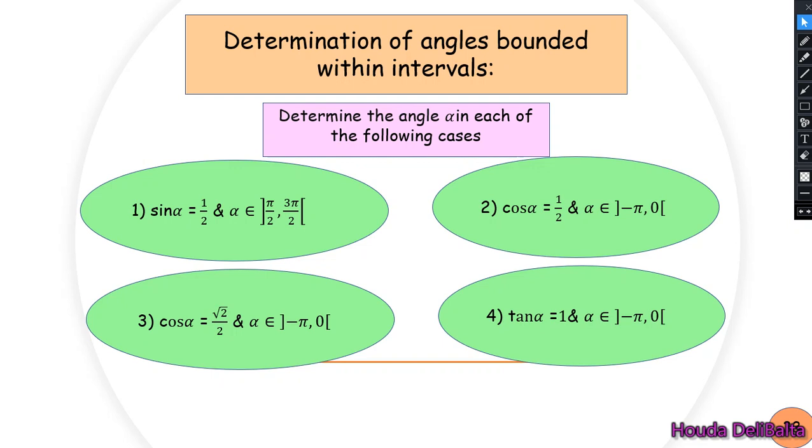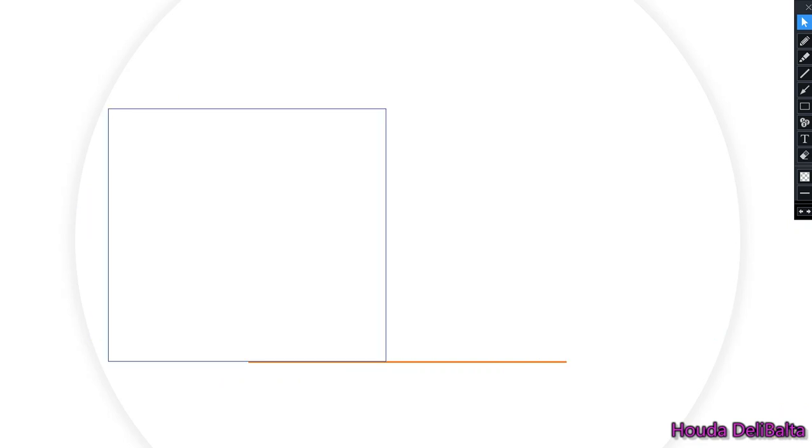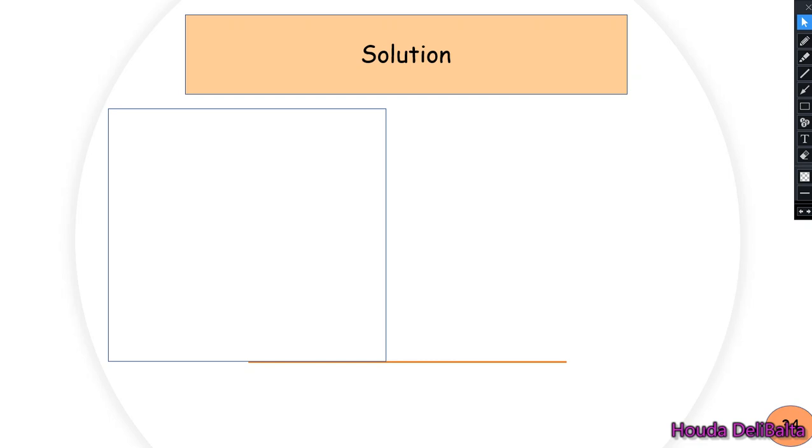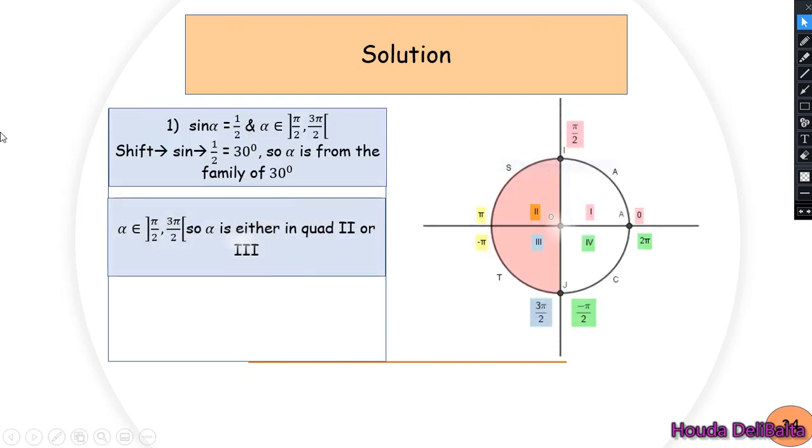We have to find the angle alpha in case sine alpha equals half and alpha belongs to pi over 2, 3 pi over 2. First of all, we press on the calculator, shift, then sine, then the given value, which is half. The calculator gives 30. That means that the alpha, the angle I'm searching for, is from the family of 30. It's not necessarily 30. It may be from the family of 30.